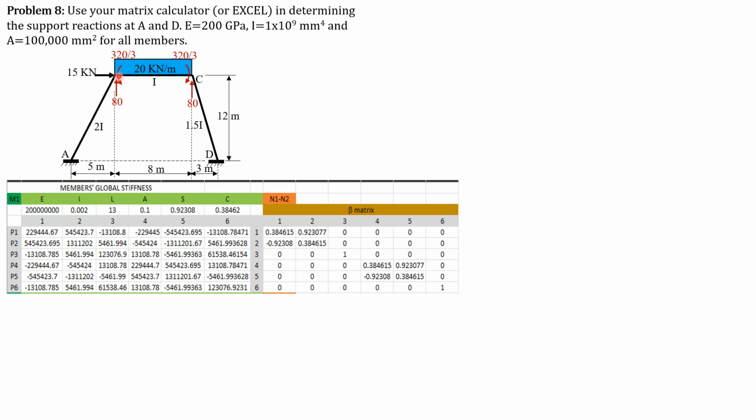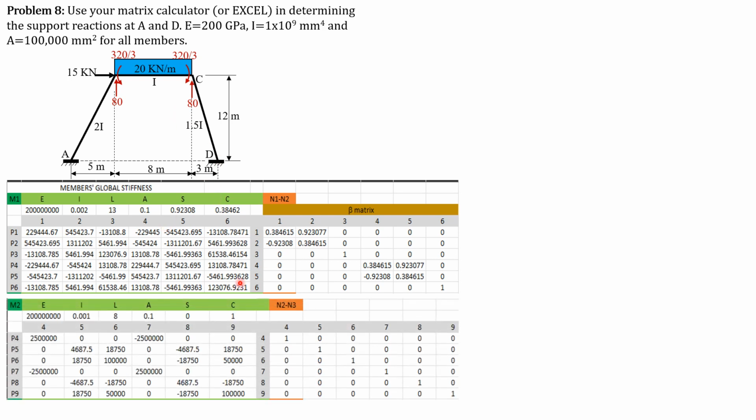Then for member 2, the length is 8, sine 0, cosine 1. Moment of inertia is 0.001 because it's just I. Area is the same, 0.1. And this would be the generated stiffness of member 2, with nodes 4, 5, 6, 7, 8, 9. So the important nodes here would be 4, 5, 6, 7, 8, 9. This is 6 by 6. So there are 6 unknowns.